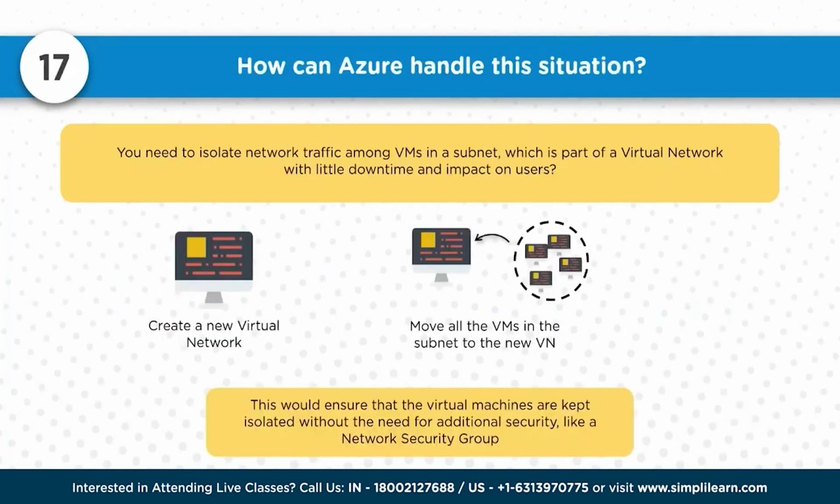Let's look at this question. This is an ideal question. There is a group of servers connected together within a virtual network, and now we need to create a separation between them. How do you go about achieving it? So the question goes like this: you need to isolate network traffic among VMs in a subnet, which is part of a virtual network, with little downtime and impact on the users. So that's the given scenario.